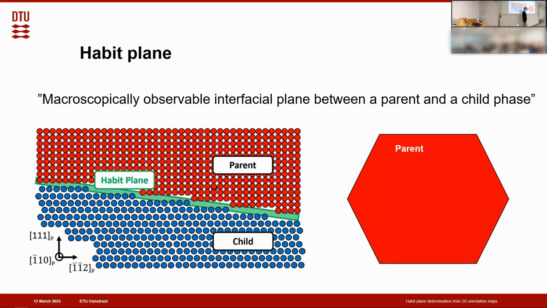So just to show it again, if we have one grain of a parent phase and we form a child phase, then this one is the habit plane, even though maybe atomistically the interface looks different. And that's what we're trying to identify with our algorithm.